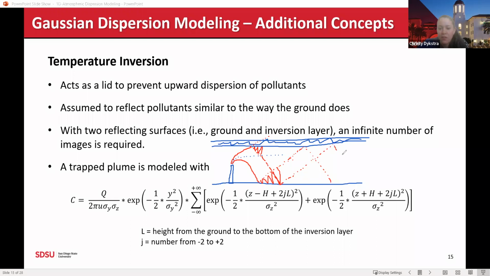And essentially, we end up in a condition where we have infinite reflections. It's like being in a room where you have two mirrors opposite each other, and you can look in one mirror and see infinite reflections of yourself. And that's essentially what's happening, that it bounces back and forth, back and forth, back and forth. Now, it doesn't mean that the concentrations remain the same, because they are still dispersing in the y direction. So we are still decreasing the concentration over time. But we need to account for this.